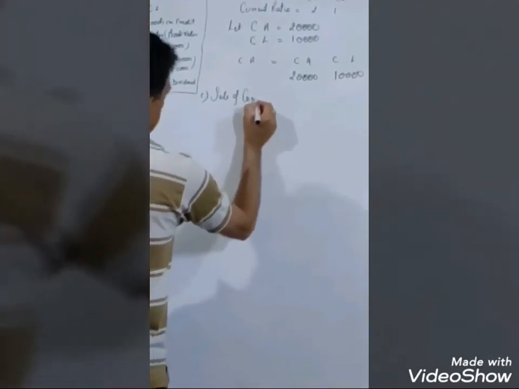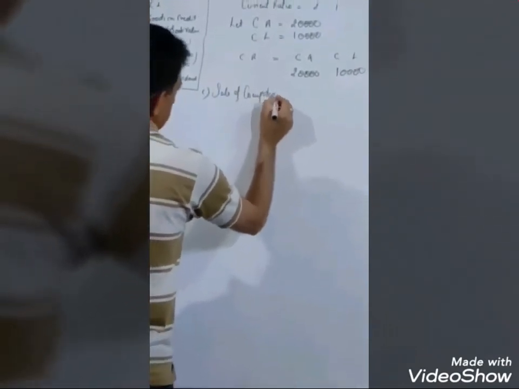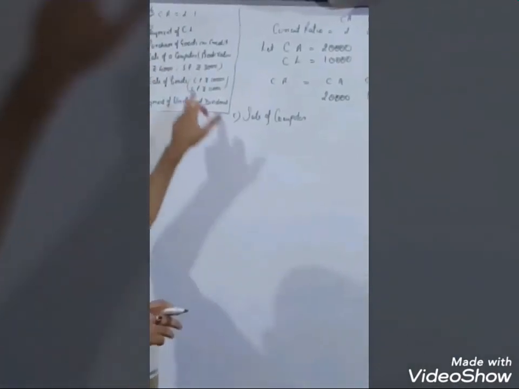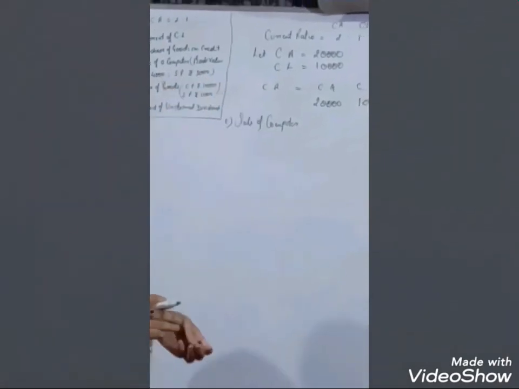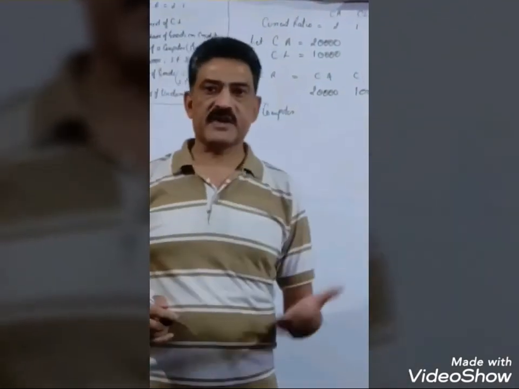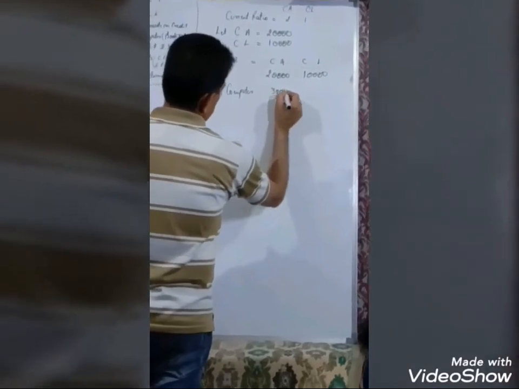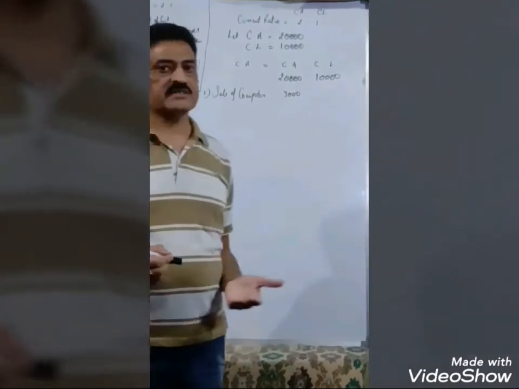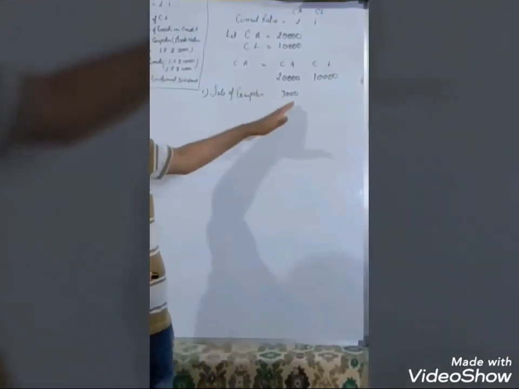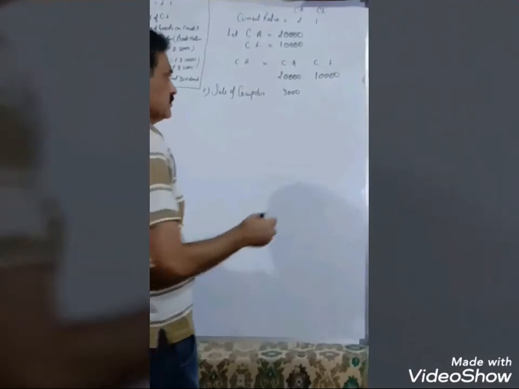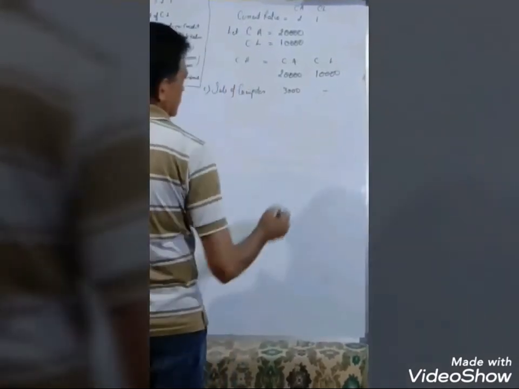Sale of computer. The book value of the computer is rupees 4,000. It has been sold for rupees 3,000. That means there is an inflow of cash by rupees 3,000. So this inflow of cash will increase the current assets. This will be added to the current assets. And computer is a part of the fixed assets. So that will not affect your current assets as well as your current liabilities.